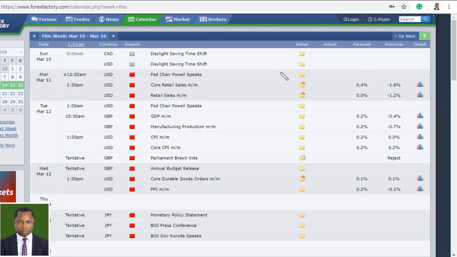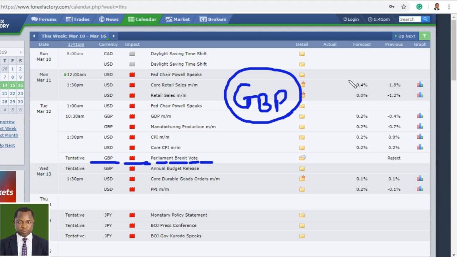Well, in all of these high impact news announcements, there is one that I want you to give special attention to, and that is the one coming from the sterling pound axis, which concerns Brexit. There's a Brexit vote again on Tuesday, the 12th of March. You want to be very careful with all sterling pound crosses, because that is a news announcement that is likely going to cause much volatility, especially for sterling pound pairs.